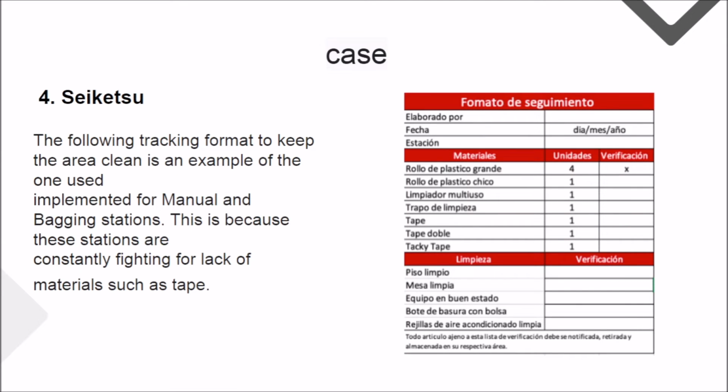4. Seiketsu. The following tracking format to keep the area clean is an example of the one implemented for the manual and bagging stations. This is because these stations are constantly fighting for lack of material such as tape.